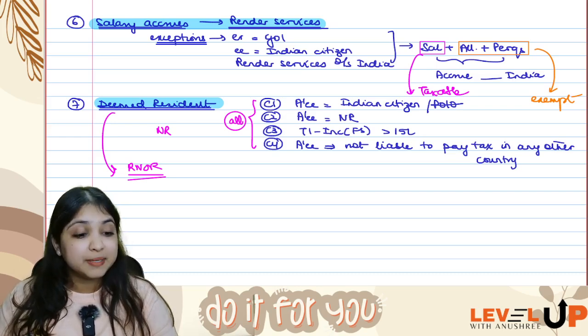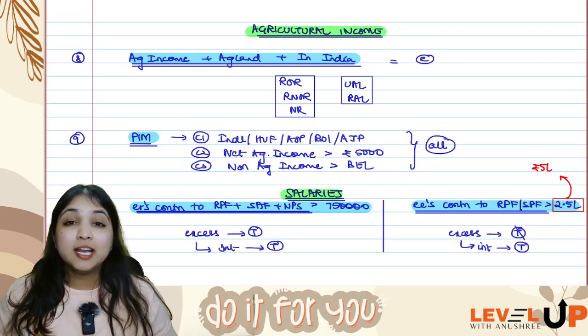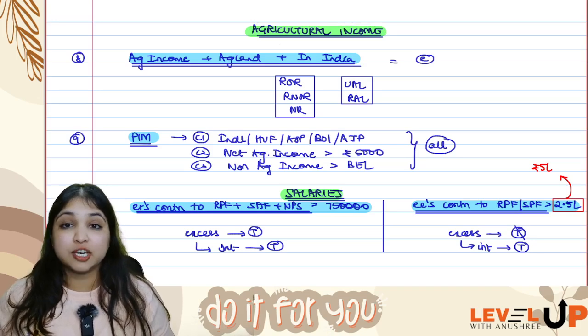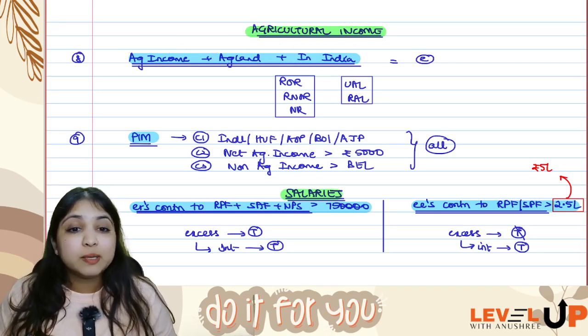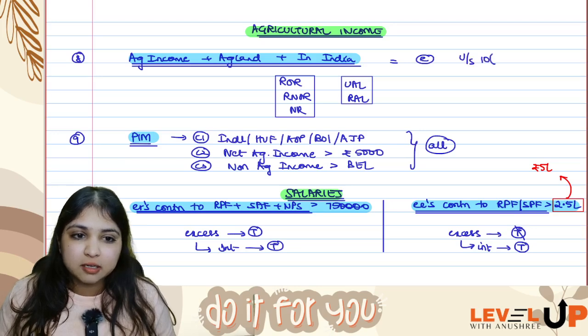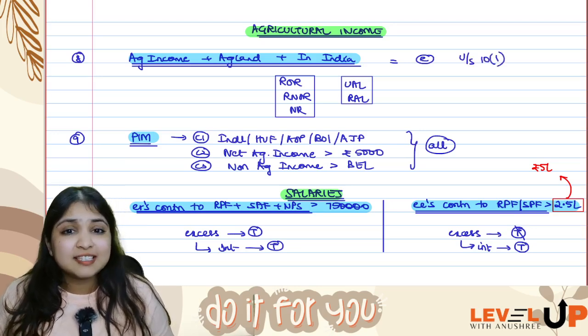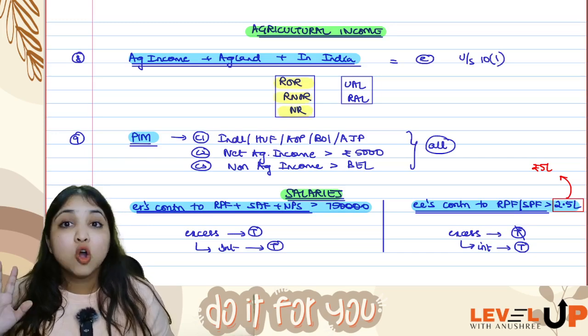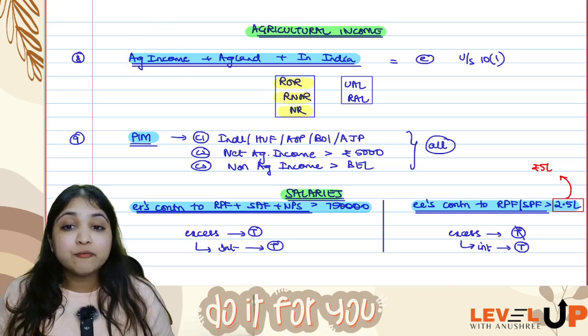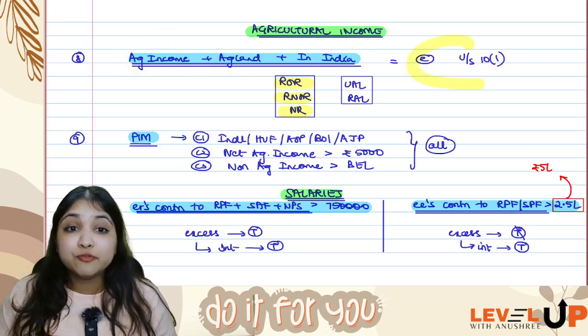7 points we've completed already. Now let's go to our agricultural income discussion. If the assessee is earning agricultural income from an agricultural land in India, it's going to be fully exempt under section 10 clause 1. Whether the assessee is an ROR, RNOR or NR, it doesn't matter. For all assessees, agricultural income from an agricultural land in India is going to be fully exempt.